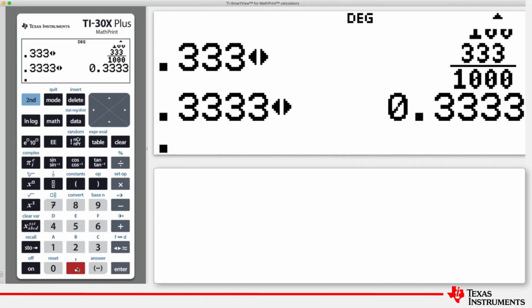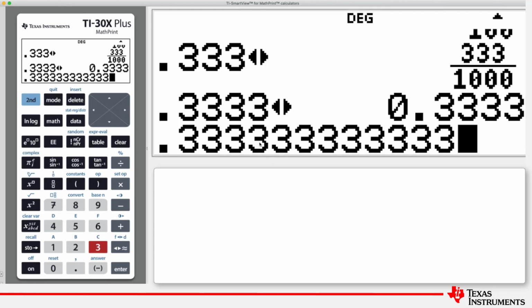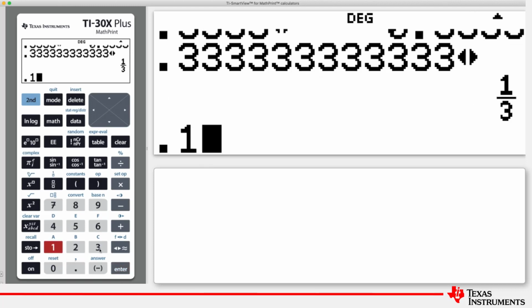Let's try a very long example. Let's try 0.3, many threes now. So we have 12 threes, answer toggle, and enter. As we can see here, this will now convert to a fraction of 1/3 as the calculator approximates this to 1/3. Similarly, we'll do a different example of different numbers now, like so.